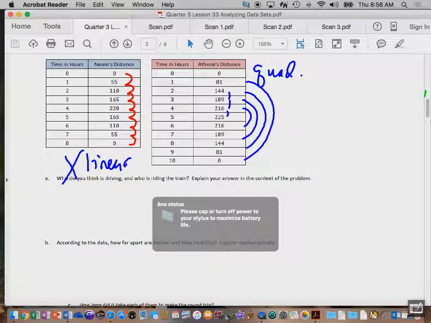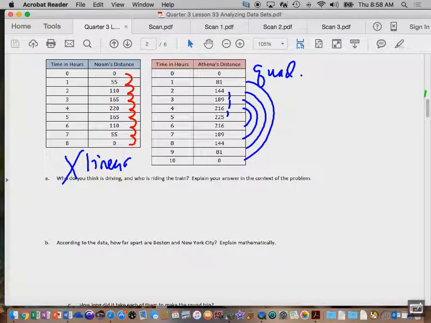Okay, next up, according to the data, how far apart are Boston and New York City? There are two answers that are very close to each other. Egan, how far apart are they? Like 225. Or 220, right, depending on which table you're looking at. I guess the train station's a little further away than the actual house. Okay.